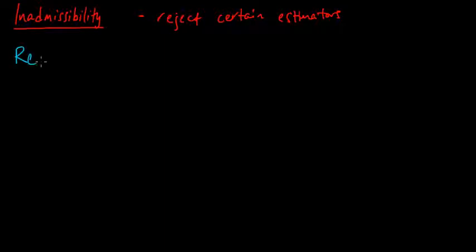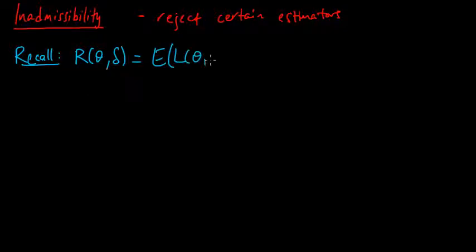So to introduce inadmissibility, first recall the definition of the risk function, a function of theta and delta, a decision rule delta, and a parameter theta. This is the so-called frequentist risk, and it's just the expected value of the loss function for some loss function on theta, the value of the parameter, and delta of the data given theta. So it's averaging over the randomness in delta. It's the expected value with respect to delta.